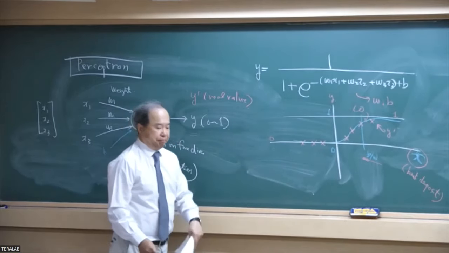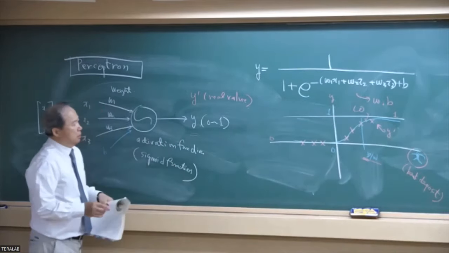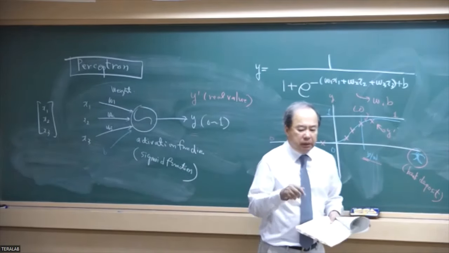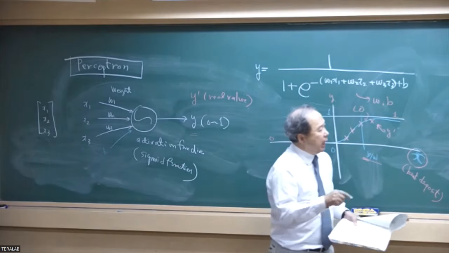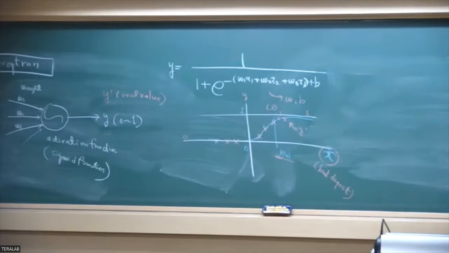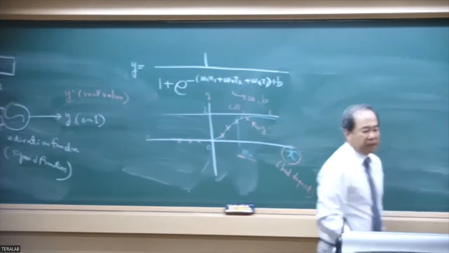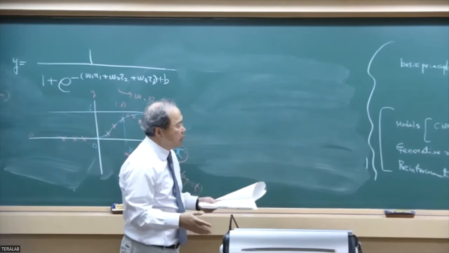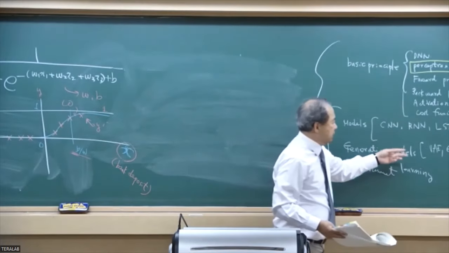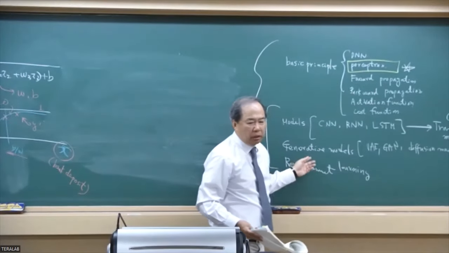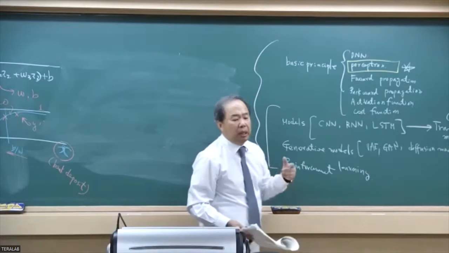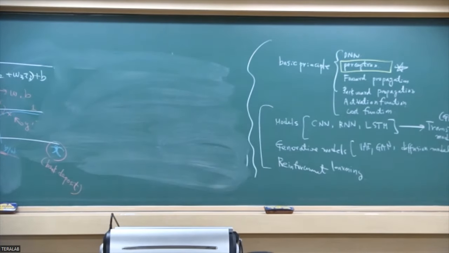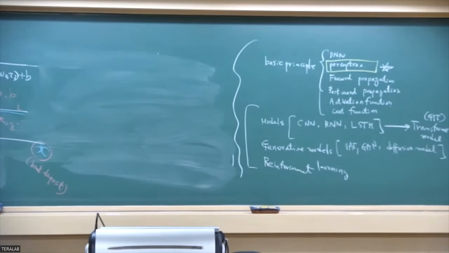So now, this is the first class of the semester, and I'm going to start with the basics of perceptron. By putting them in serial and parallel, we can make a CNN or RNN or LSTM or diffusion model or reinforcement learning with some feedback. So the most basic building block of machine learning is, I said, the perceptron.